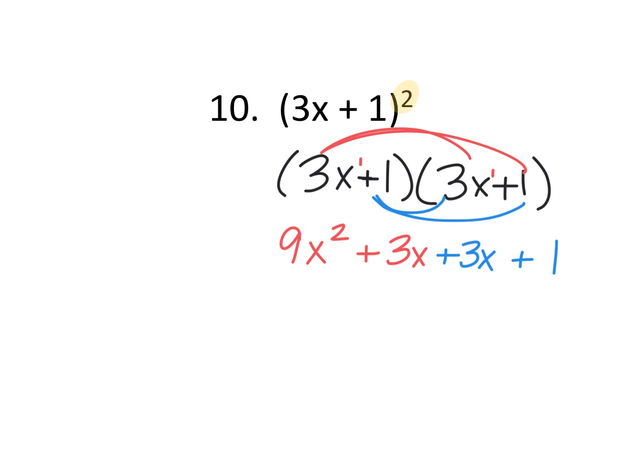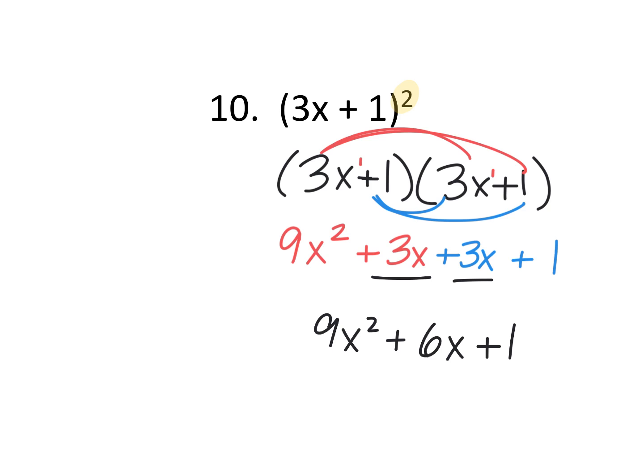Why didn't I put two of the same thing? Yeah, because it's squared. You have two of the same parentheses, and so my middle terms end up being the same. That's going to happen every time. That means I have double of the middle term. So combine those and you get 9x squared plus 6x plus 1. So it is 2 times the 3x, or double of 3x.